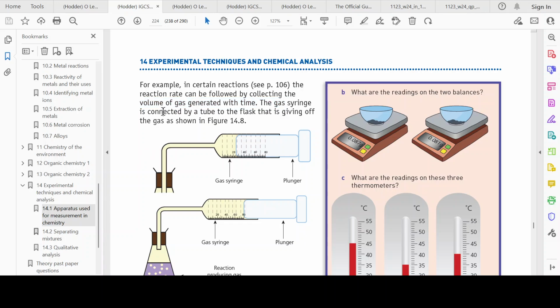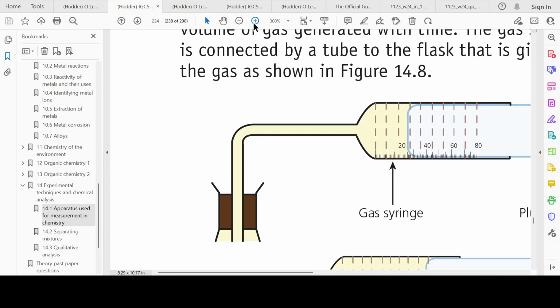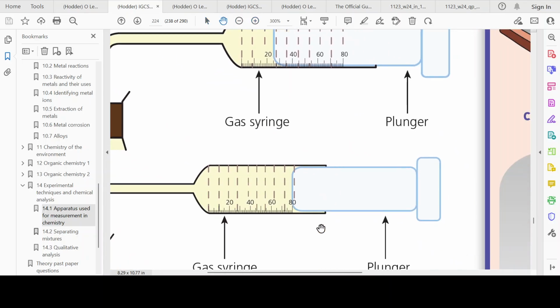And so the gas syringe is connected by a tube to the flask that is giving out the gas. So you've got the reaction going on over here. This is like a rubber stopper, a rubber bung, and it has space. So you insert that tube, it will be a glass tube most likely, and you connect that to the gas syringe. And the gas collects, and over here, what's the volume that we're seeing? So to about 79, I guess.